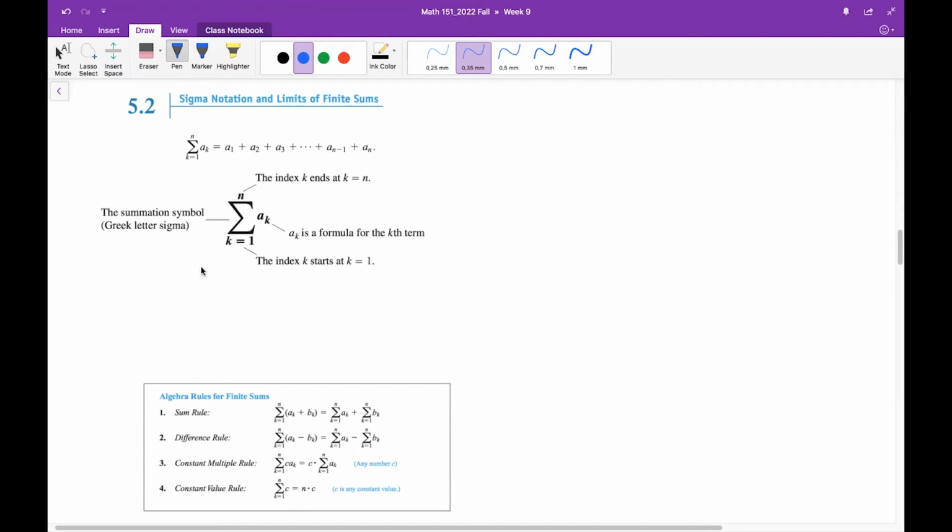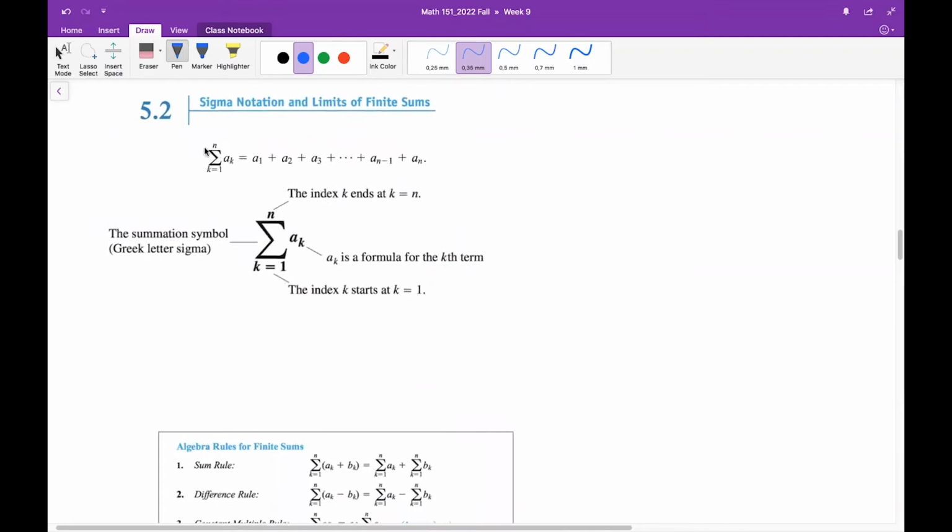Okay, so let's look at more details now. This is called the sigma notation. This symbol is called the sigma notation, and a_k here is the formula for the kth term, which depends on k. Here k is an index starting from 1, and this is the last terminal point for k. And this symbol is the Greek letter sigma.